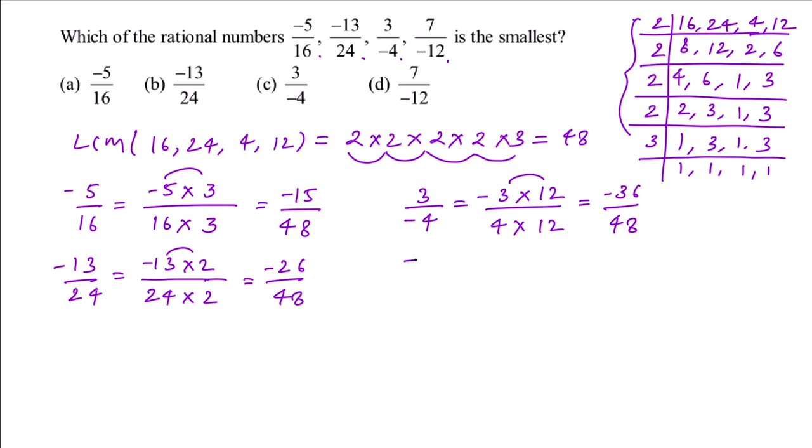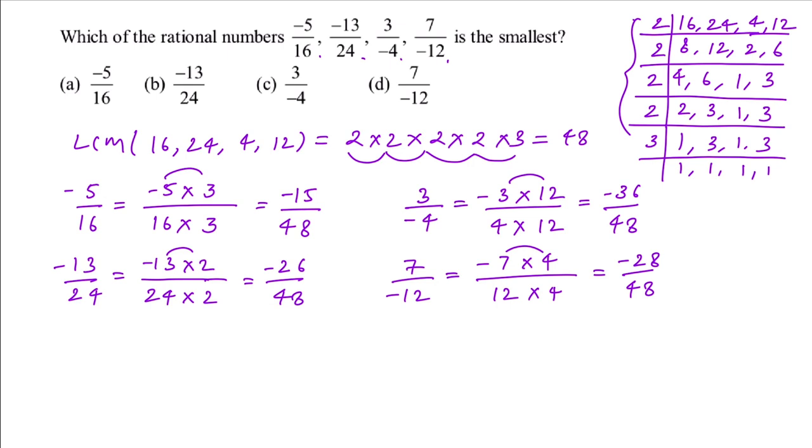The last number we have is 7 by minus 12. Again we have a negative sign, so we'll put that in the numerator, so we take minus 7 and here 12. We want 48. 12 4s are 48, so multiply the numerator and denominator by 4. 7 4s are 28, so we get minus 28 by 48.